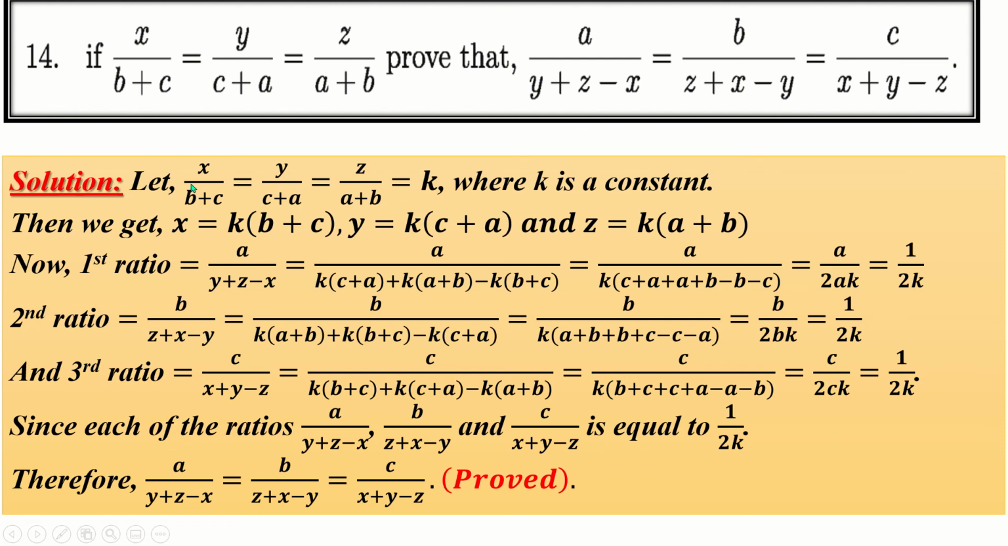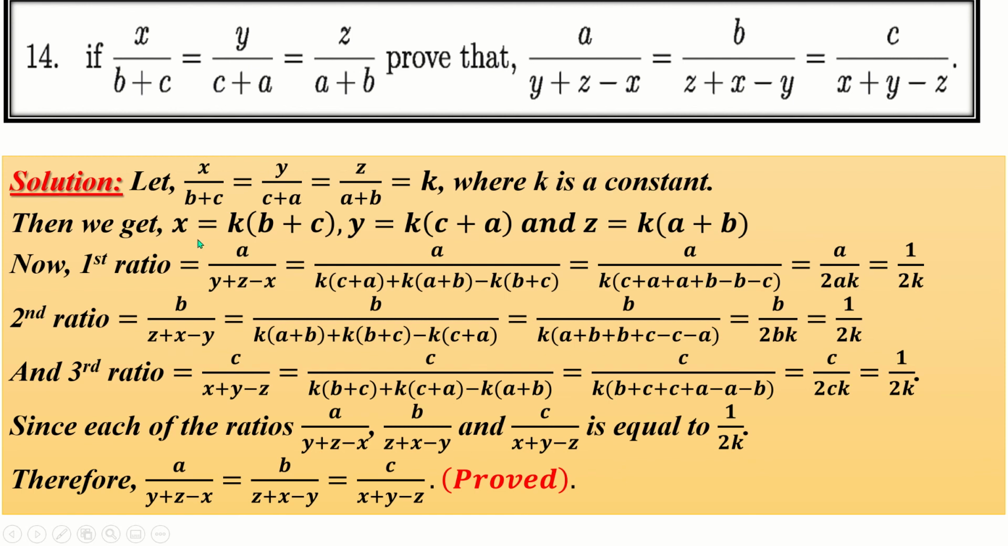Now x divided by (b plus c) equals k. Also y divided by (c plus a) equals k, and also z divided by (a plus b) equals k, because all the ratios are equal to k.